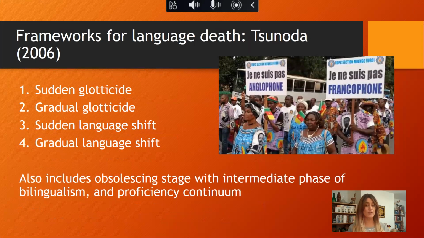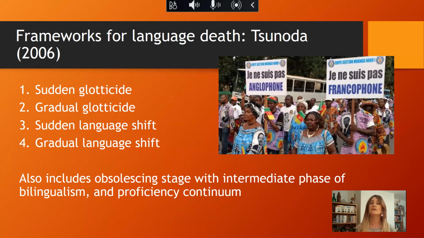Okay, frameworks for language death. This is taken from Tsunoda in 2006. So how do languages die? We've got sudden glotticide. That's when all the speakers are wiped out. That might happen in a situation of genocide, for example. Okay, there's a sudden cataclysm and large speech communities are killed off. It doesn't happen terribly often, fortunately. You've got gradual glotticide where the language dies off gradually, okay? You've got sudden language shift. That's when people deliberately move away from a language that they used to speak normally.